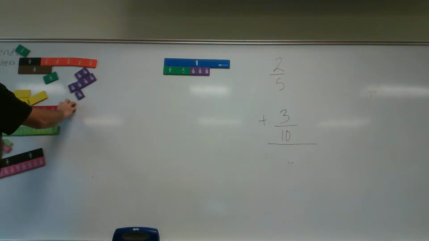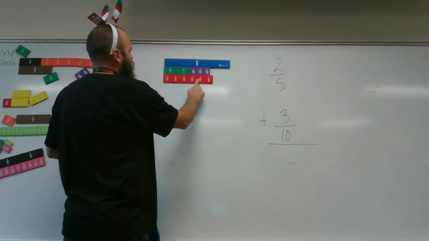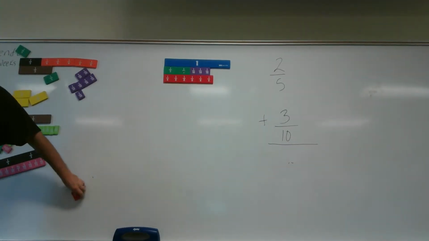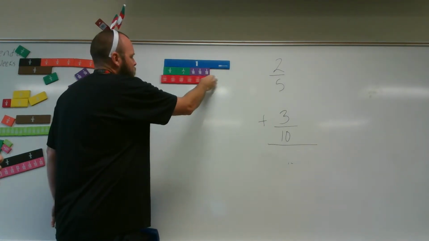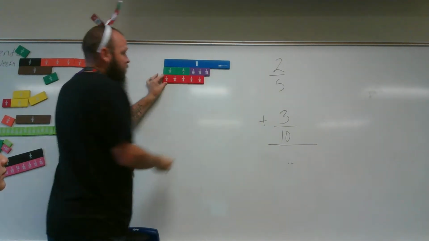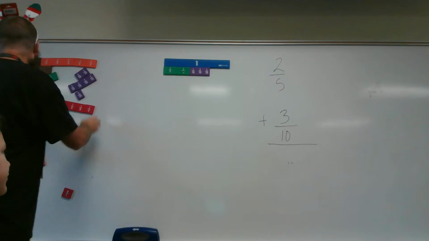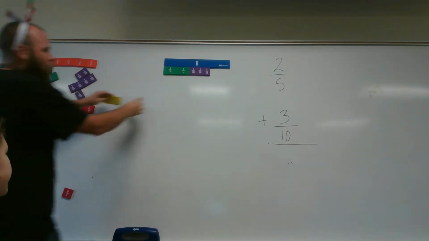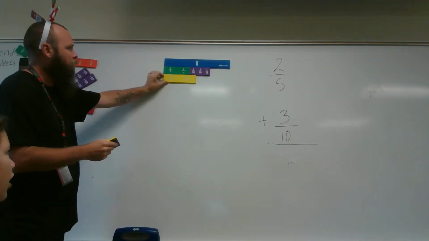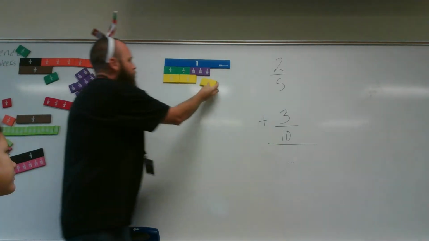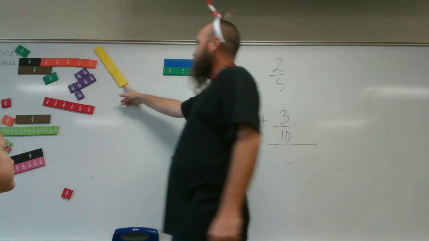I'm going to try 8ths first. Does 1, 2, 3, 4, 5, 6 8ths fit exactly under there? No. 6 8ths is greater. Now 5 8ths, does 5 8ths fit exactly under there? No, 5 8ths is too small. So I know right now I can't use 8ths. What about 4ths? I can try some 4ths. Is 2/4 going to work? No, 2/4 is too small. Is 3/4 going to work? No. 3/4 sticks out past my two addends here.